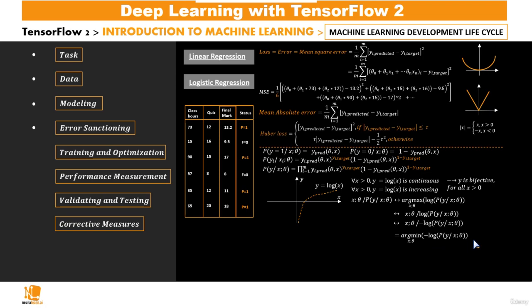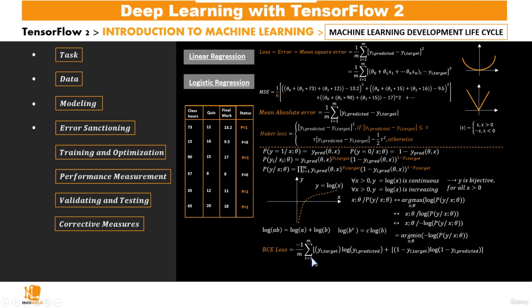Let's take some log rules. The log of a times b is equal to the log of a plus the log of b. And the log of b to the power of c is equal to c times the log of b. With this, we derive the binary cross entropy loss, which is equal to negative 1 over m. The negative is actually from this, so we're trying to minimize this loss.